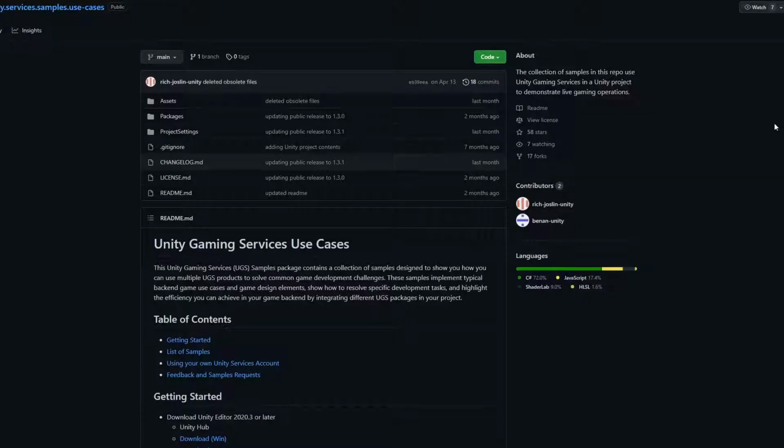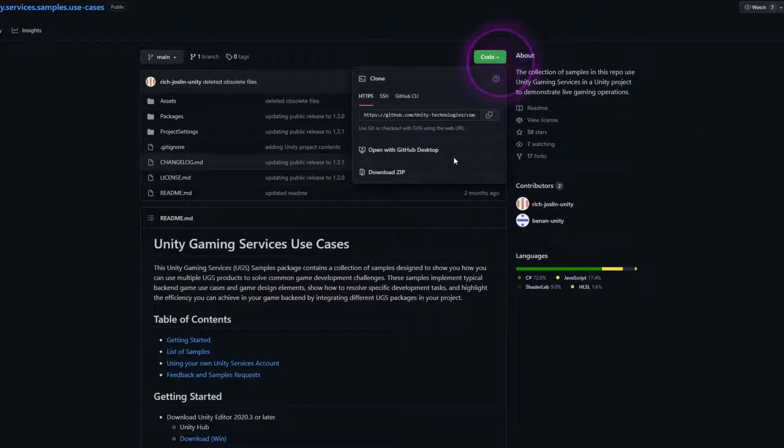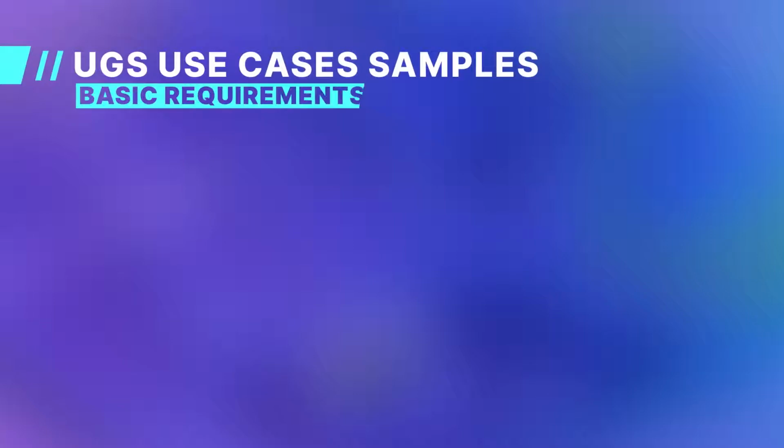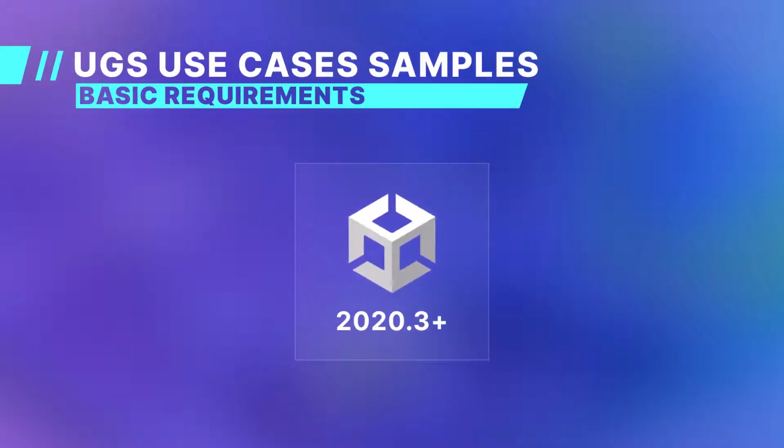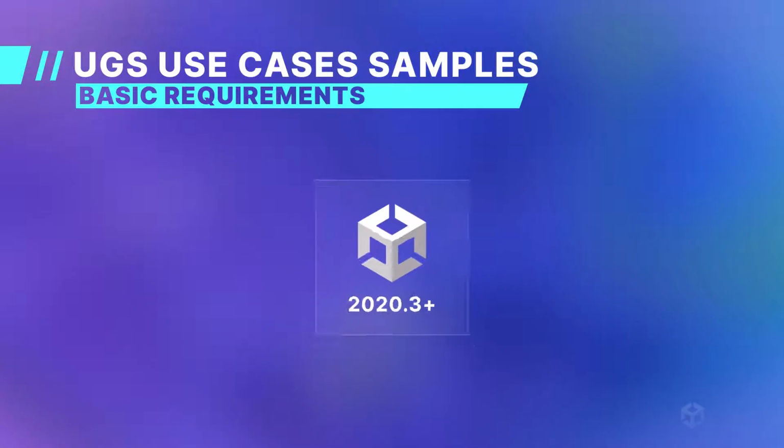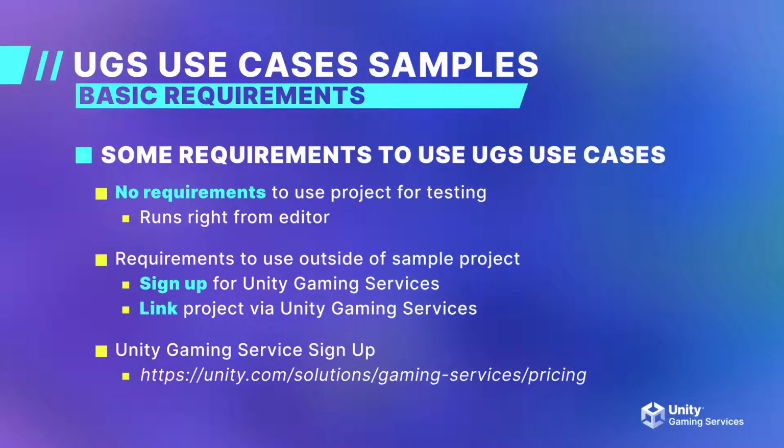Once you reach the GitHub page, you'll want to clone or download the repository to save it on your machine. Once you have the file saved on your machine, you will want to open this project in your Unity editor. You will need version 2020.3 or later of the Unity editor to use the Use Cases sample project. Along with having the correct version of the editor, you will need to be aware of a few more requirements.